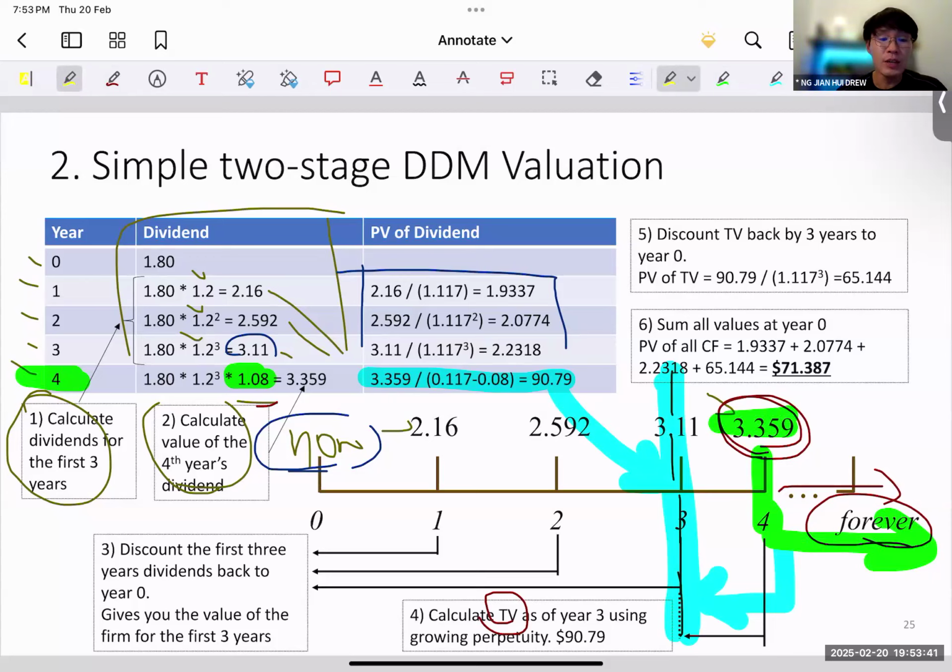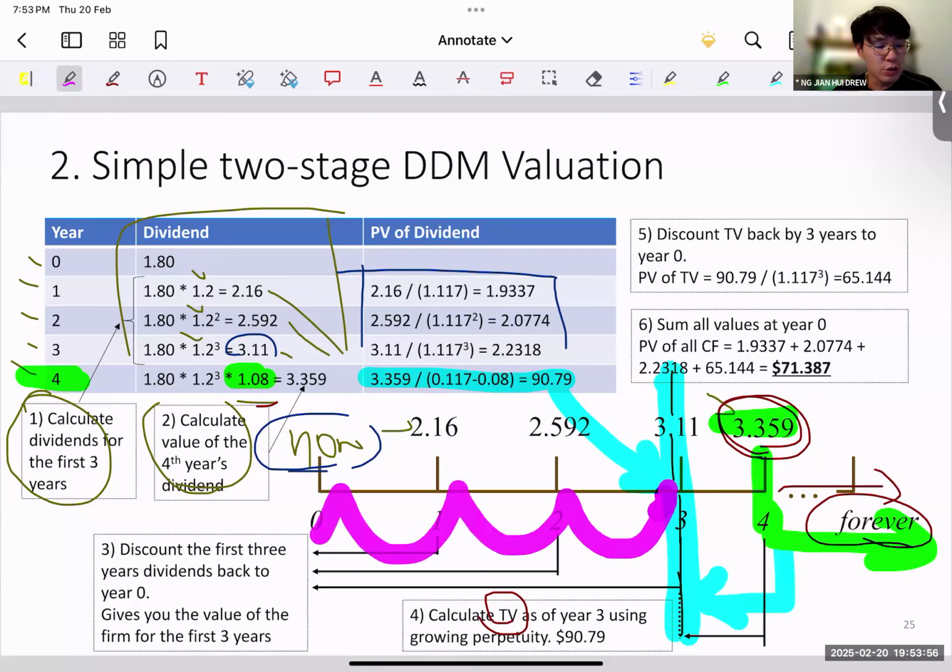But this is not done yet because we need to determine the terminal value as of year zero, which is the present value, which is the current time. So we need to hop back one, two, three. So you hop back three times. That's why we had to discount this by the power of three.